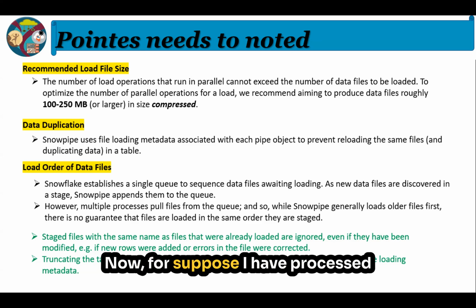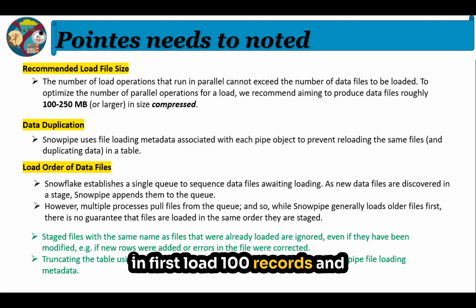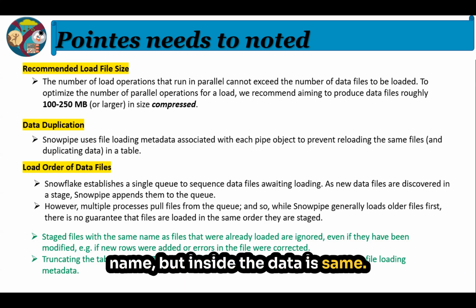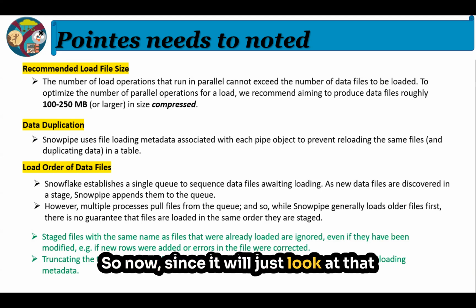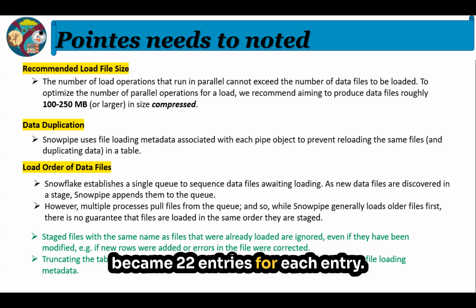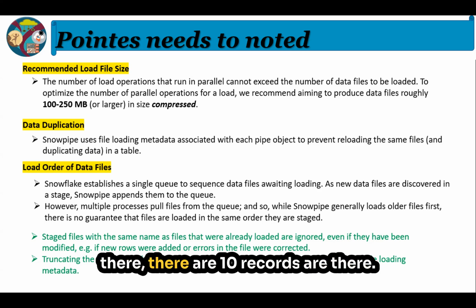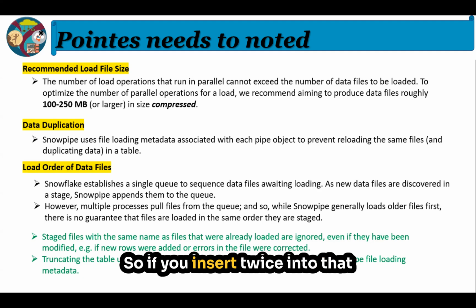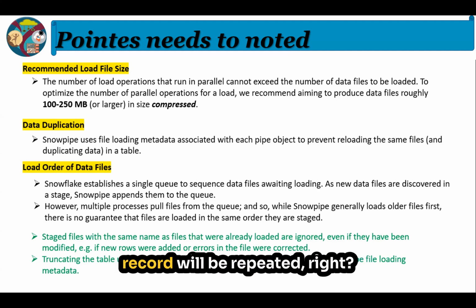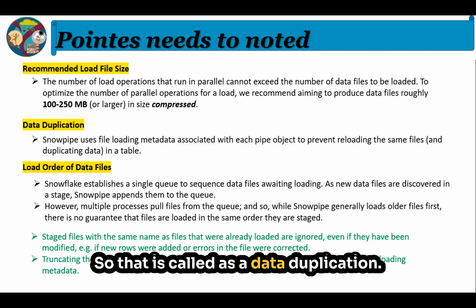Now suppose I processed 100 records in the first load, and in the next load I changed my file name, but inside, the data is the same. Since it only looks at the file name, it will process it. Now there are two entries for each entry. For example, there is an employee table with 10 records. If you insert twice into that table, the same records will automatically be repeated, right? That is called data duplication.